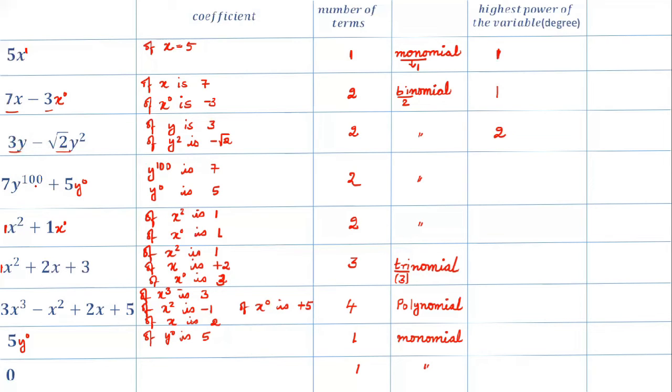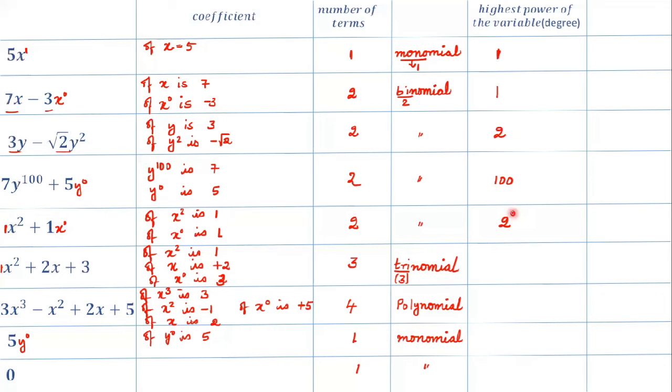Now 7y to the power 100 plus 5y to the power 0. Power of y is 100 and 0. So highest power of the variable is 100. Now 1x square plus 1. Power of the variable is 2 and 0. So highest power is 2.